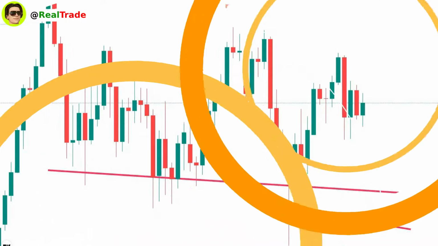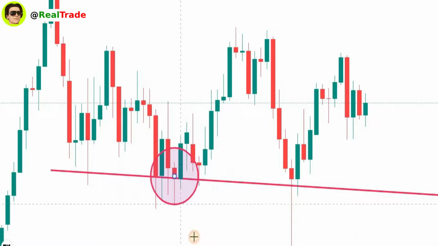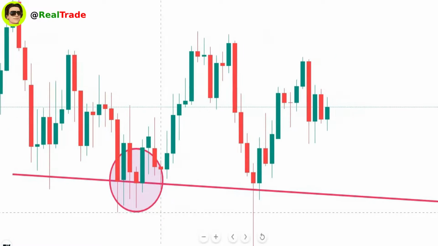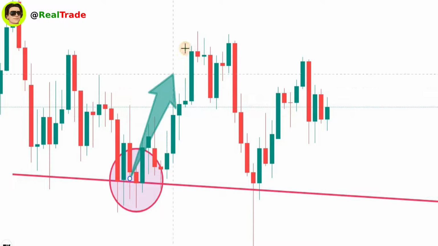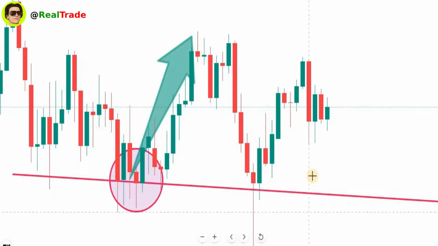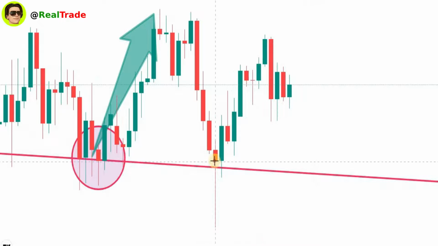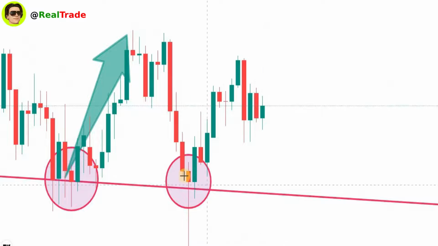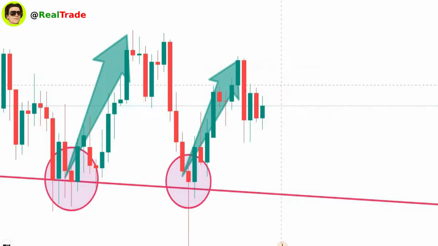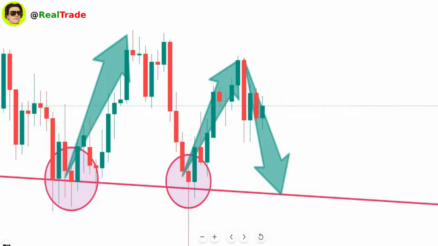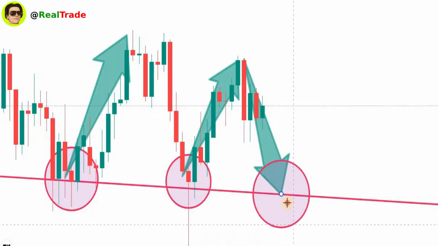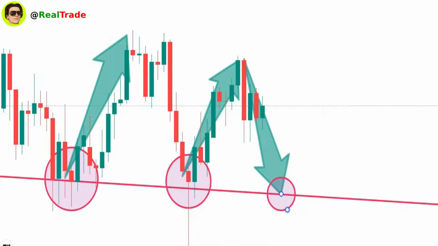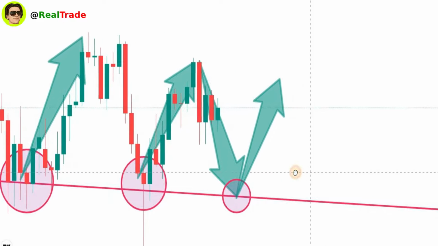Yes. Look at here, one touch, touch line and back price. Yes, two touch and back price. Price goes buy. And I wait for the third touch. Open position and get profits.